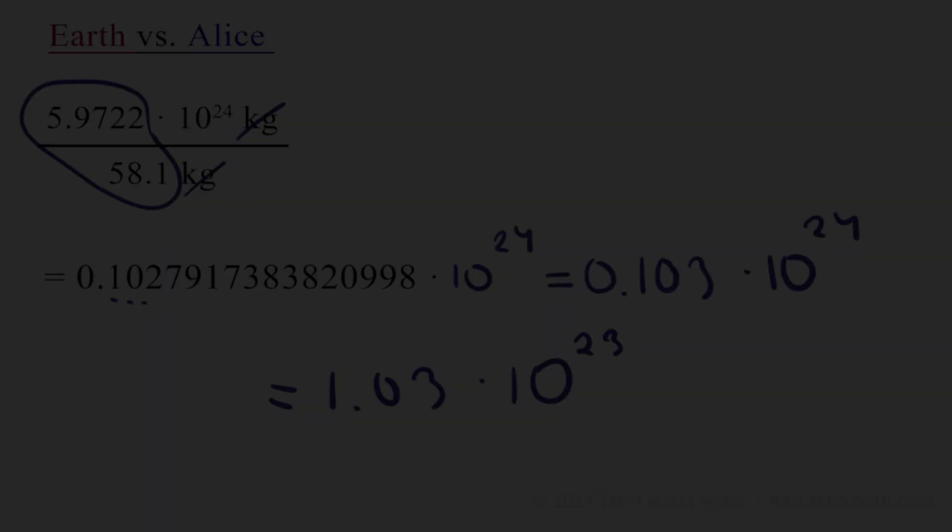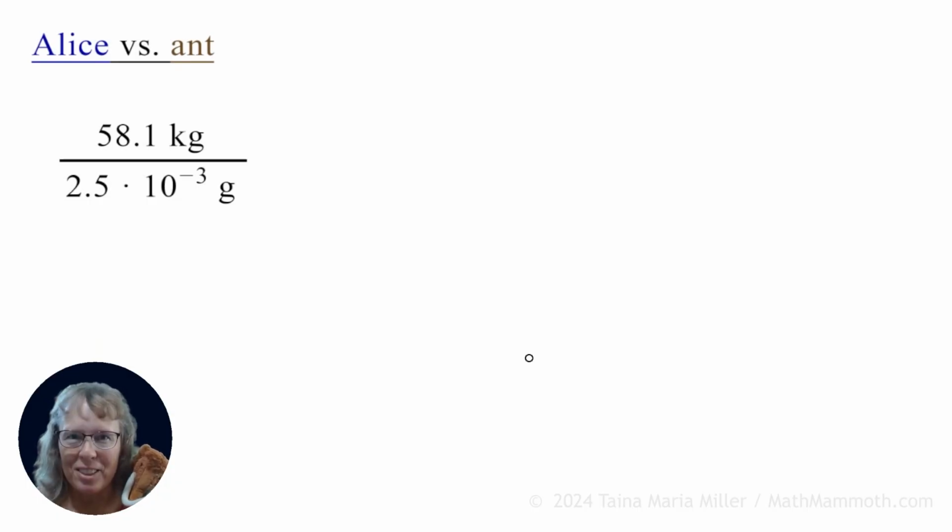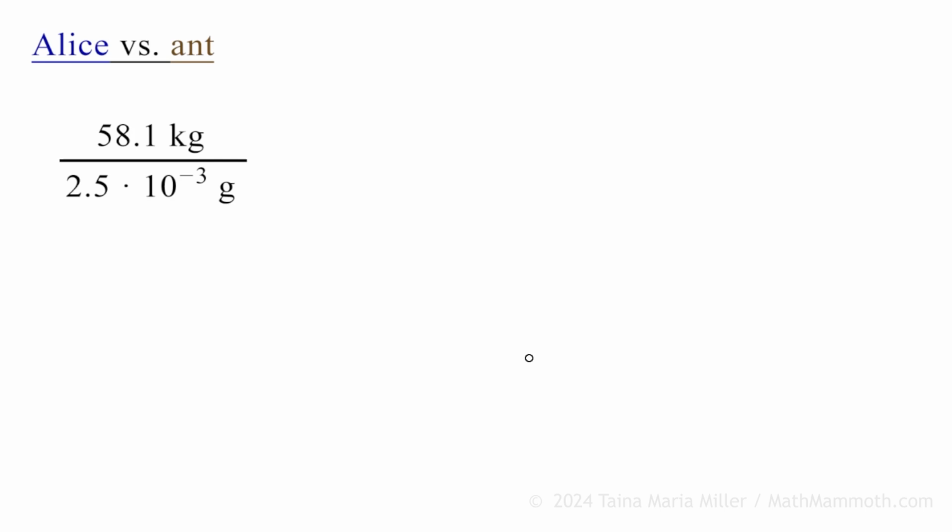Pretty massive. Now, if we look at then Alice versus the ant, Alice is heavier or more massive, so her weight will go on top, and we will divide the two. 58.1 kilograms divided by 2.5 times 10 to the power of negative 3 grams. Okay, but we have here kilograms and grams. So to do the proper comparison, we have to have the same unit, so we can cancel it out. So our first task here is to either convert the kilograms to grams or the grams to kilograms. I'm doing the former.